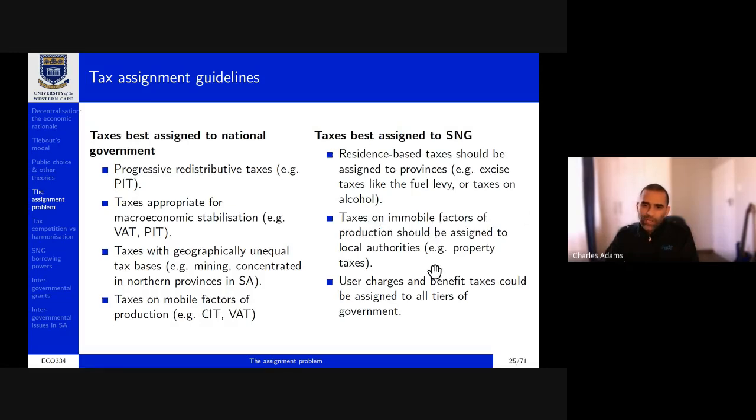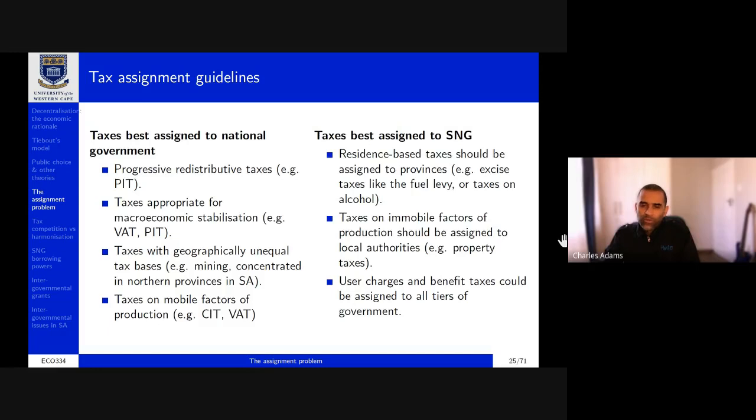Also taxes on immobile factors of production. So the big one here is property taxes, right? And this should be assigned to local authorities. Property is immobile, so unlike firms and individuals that can move across jurisdictions, property cannot be moved. So it is efficient to have that tax assignment at subnational government level. And also it's better for administrative purposes, right? So rather than have a national department with a bunch of offices around the country and different municipalities, it's best to have this administered at the municipal level, right?